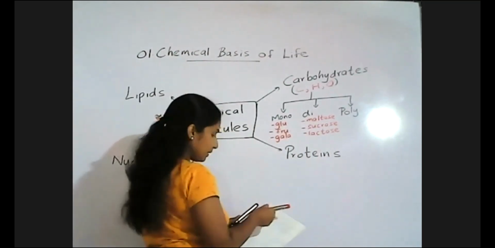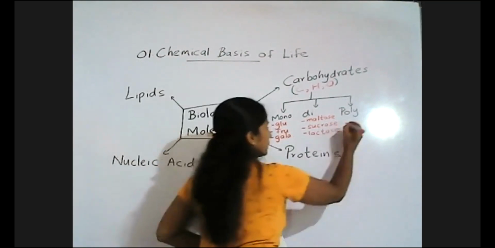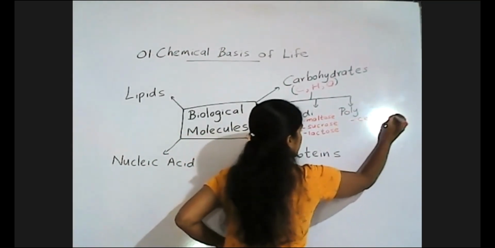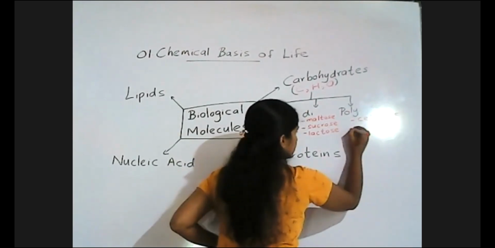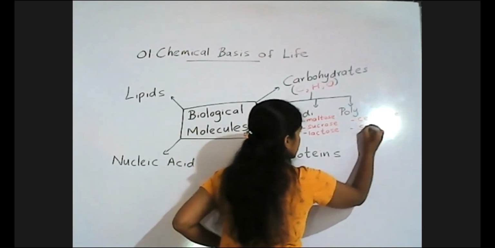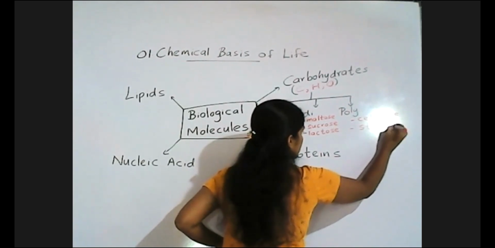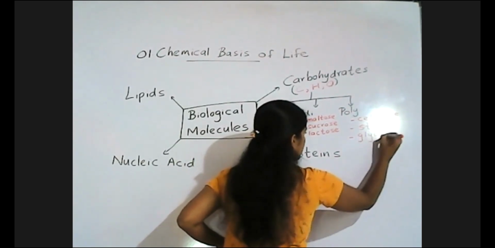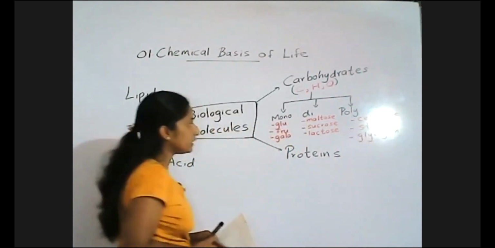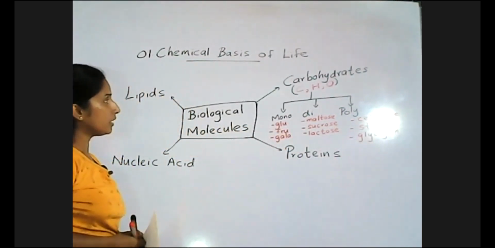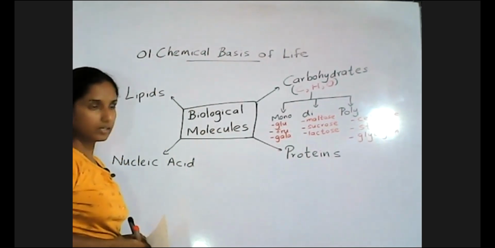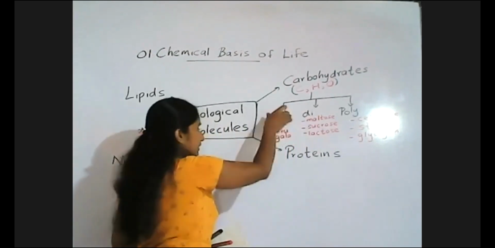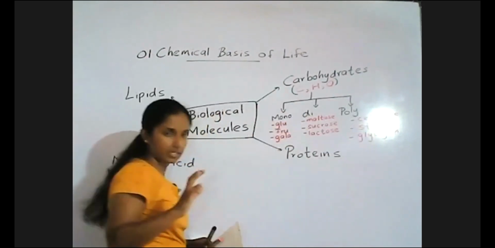Then what are the examples for polysaccharides? Cellulose, which we can find only within plant cells, starch, and glycogen. So these are the three types of carbohydrates: monosaccharides, disaccharides, and polysaccharides, and examples for these three.